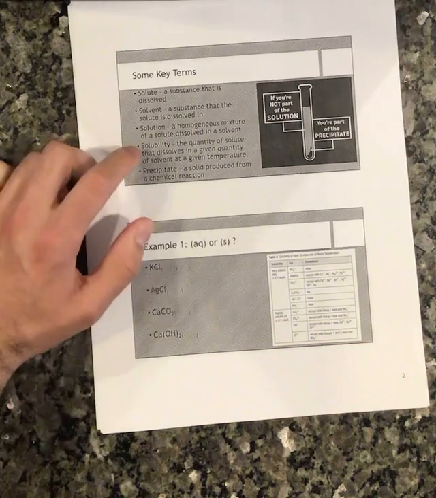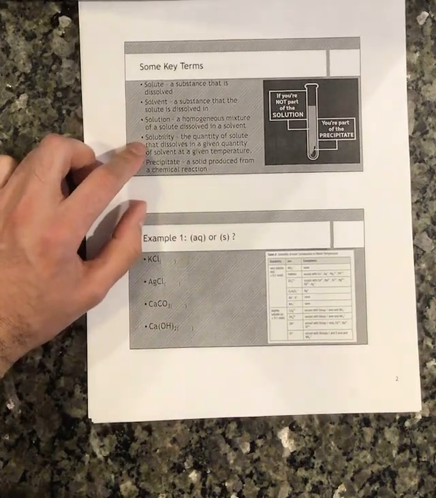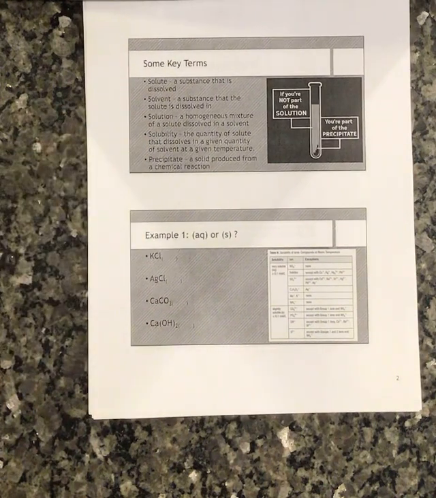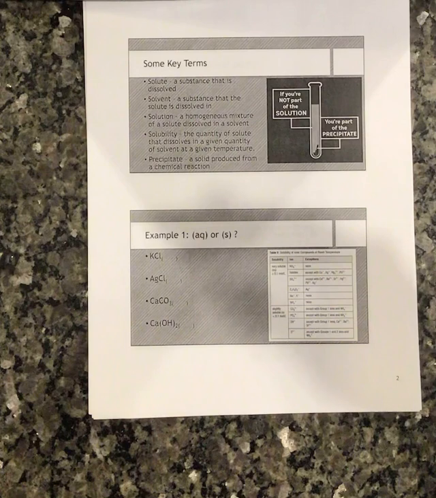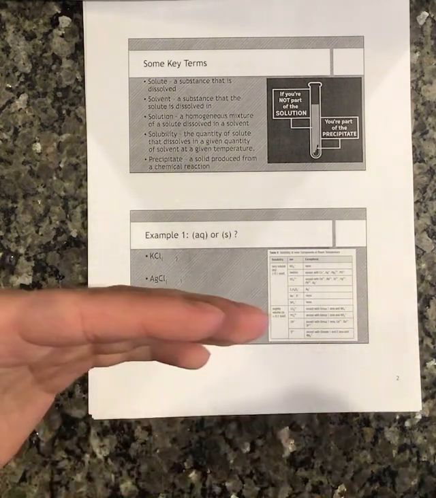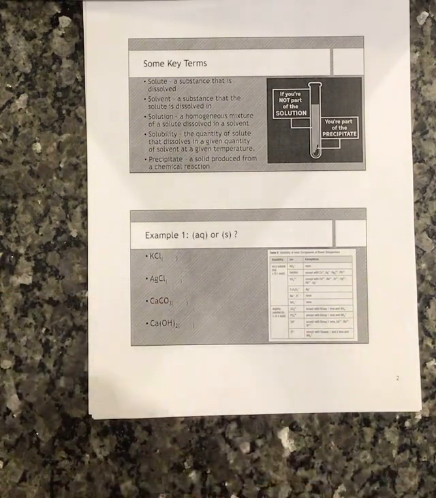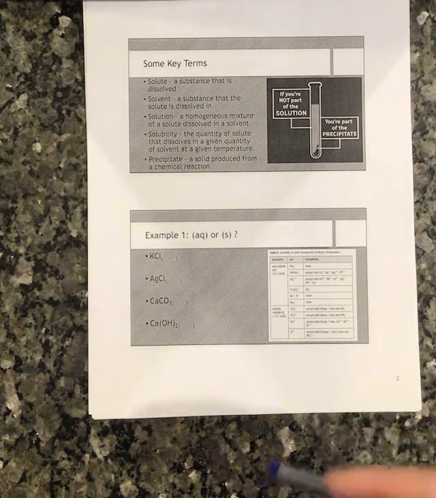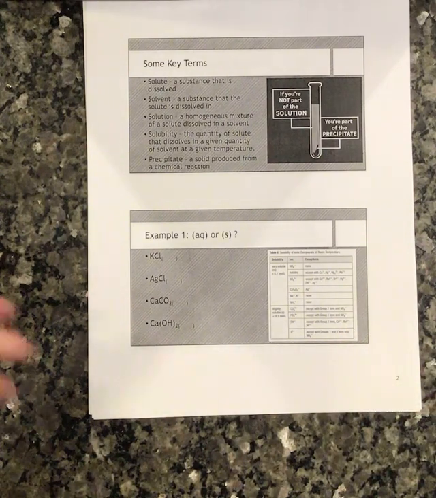Lastly, something that may be new to you is something called solubility. Solubility is how much you can dissolve at any given temperature. More importantly, something could have high solubility versus low solubility. I'm going to give you an example of both. Something with high solubility would be something like salt. If you put salt in water, it dissolves very fast, very quickly. That's what we call a high solubility.